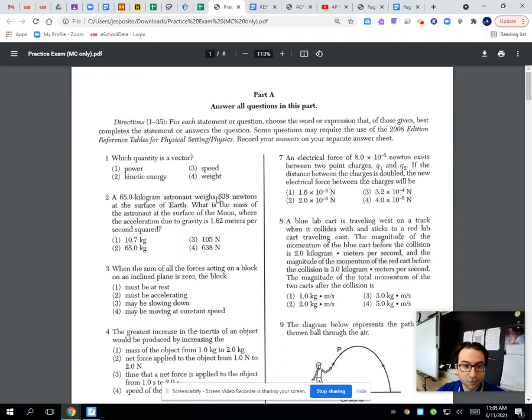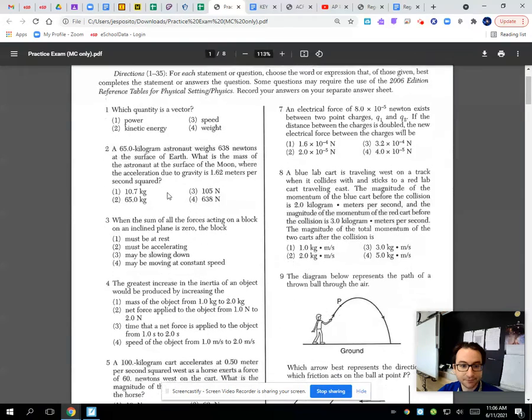Question 1, which quantity is a vector? Well, that would be weight. The trick here is that weight is also known as the force of gravity. All forces are vectors. Power and energy are scalars. Speed is also a scalar.